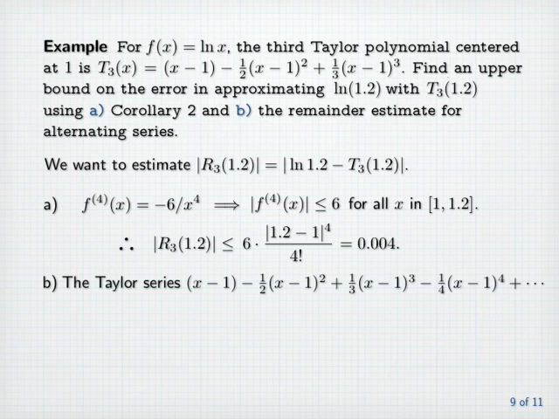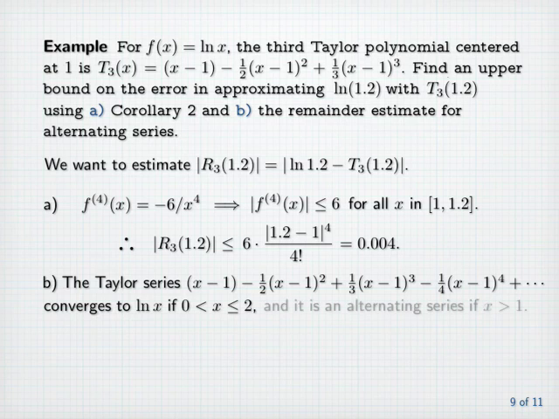Now, the Taylor series x minus 1 minus 1/2 of x minus 1 squared plus 1/3 of x minus 1 cubed and so forth converges to the natural log of x if x is greater than 0 and less than or equal to 2. We know this from the derivation of the series from the geometric series. The series is also an alternating series if x is greater than 1, and its terms decrease in absolute value for any x in its interval of convergence.